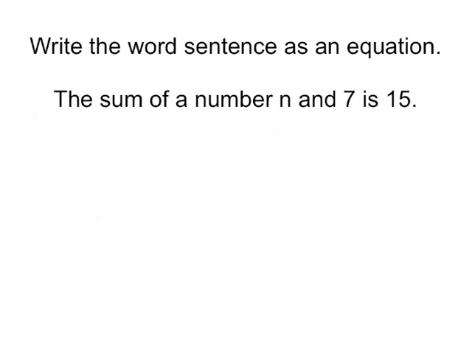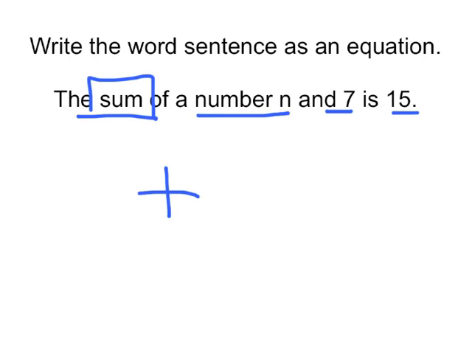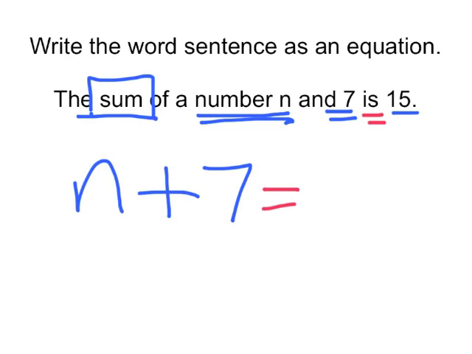Write the word sentence as an equation. So read the sentence carefully, underline key parts, and break it up into pieces. So the sum of a number n and 7 is 15. Sum, if you remember from the table, is a keyword for addition. So we're going to be adding something. And it says the sum of a number, n, so n, and we're going to add it to 7. And "is" is a keyword for the equal sign, 15. So we've written an equation. The sum of a number n and 7 is 15.